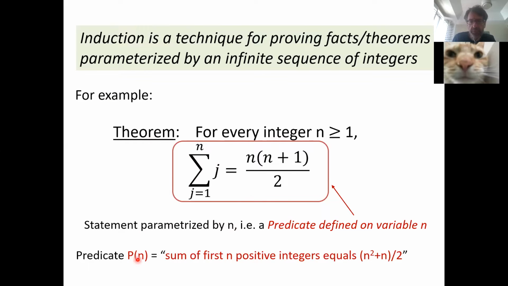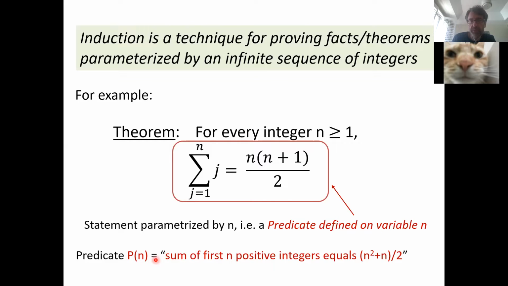And you can read off this predicate on n as follows: the sum of the first n positive integers, which is this part, equals n squared plus n over 2, which is this, right? If you multiply it out, it's n squared plus n over 2. It's a predicate, and it happens to be true. It's not obvious immediately, right? Just by staring at this, that it is true, but it is true. Okay. Induction is a very good technique for proving statements like this.